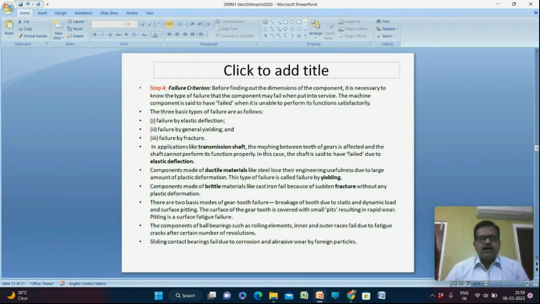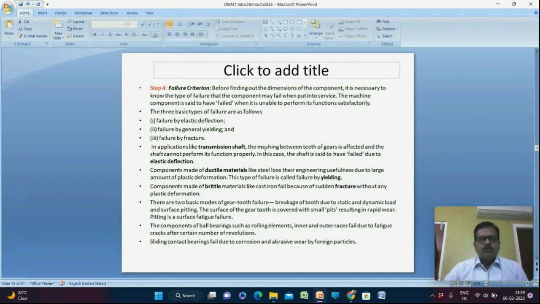Next, components made of ductile materials like steel lose their engineering usefulness due to a large amount of plastic deformation. This type of failure is known as failure by yielding. Next, components made of brittle materials like cast iron fail because of sudden fracture without any plastic deformation.